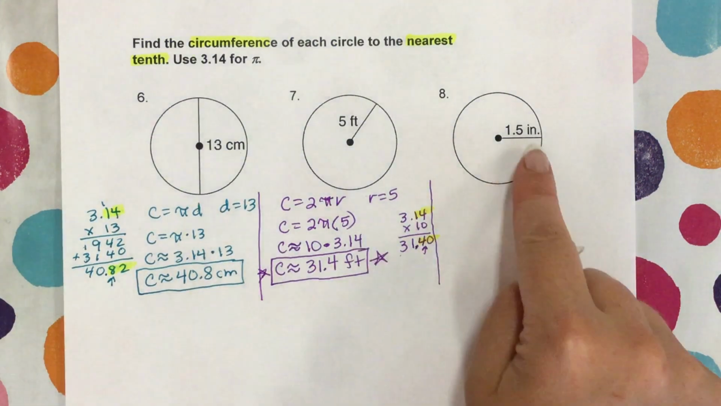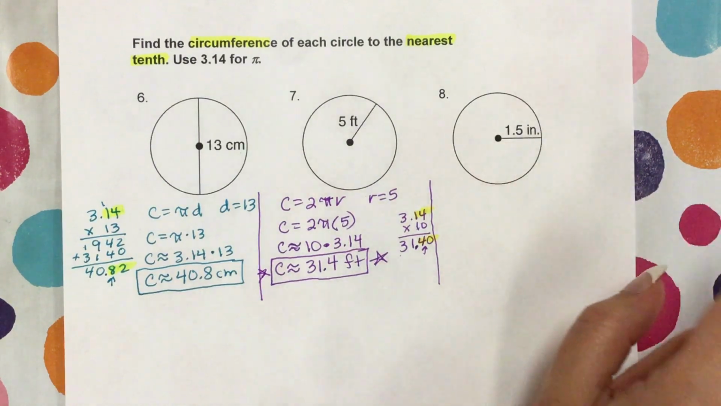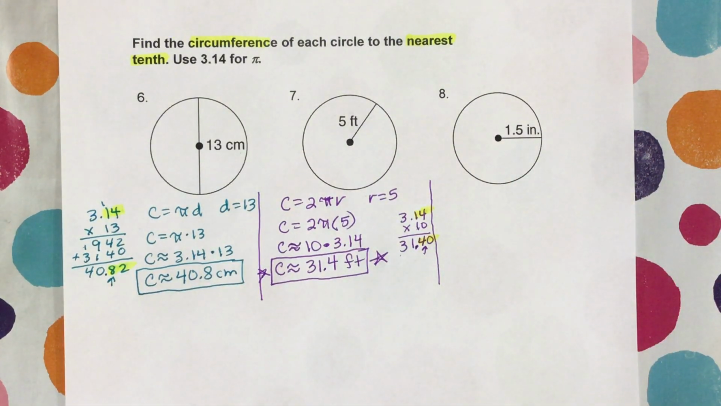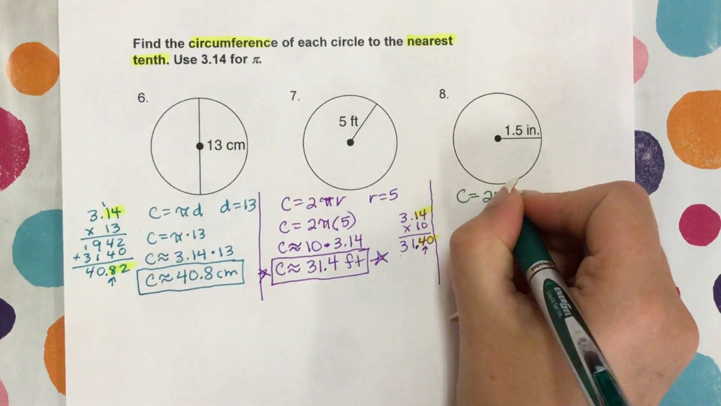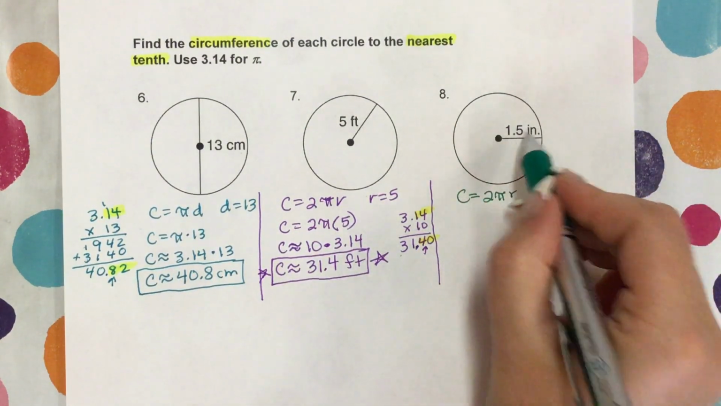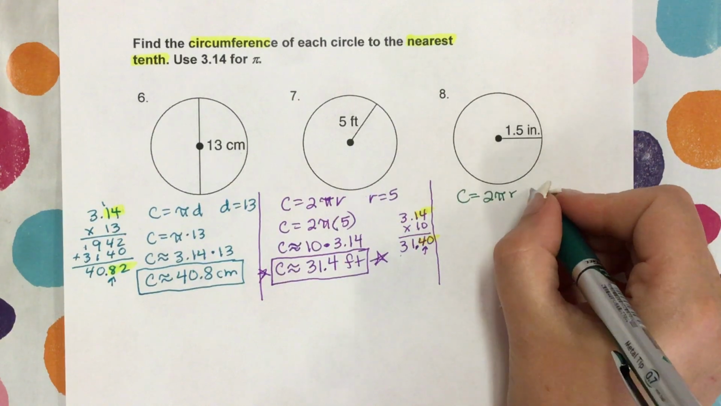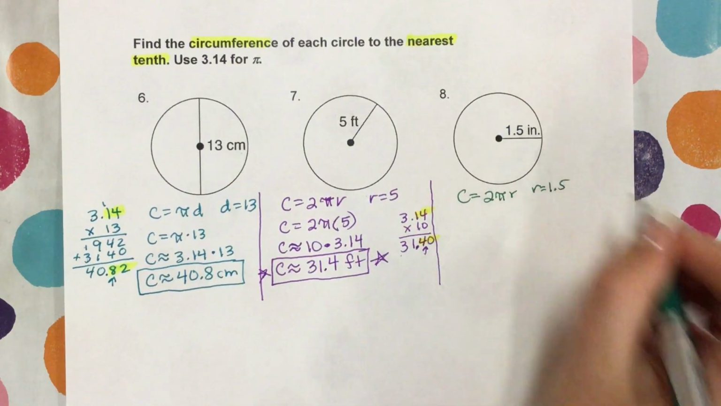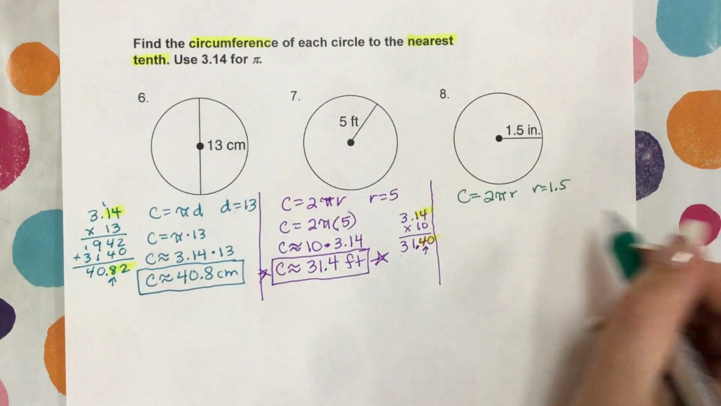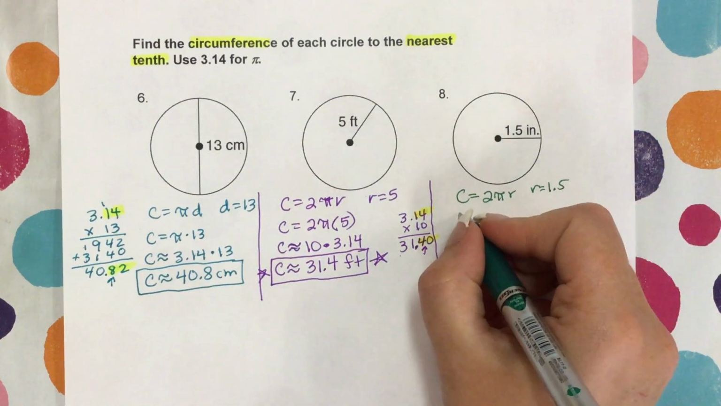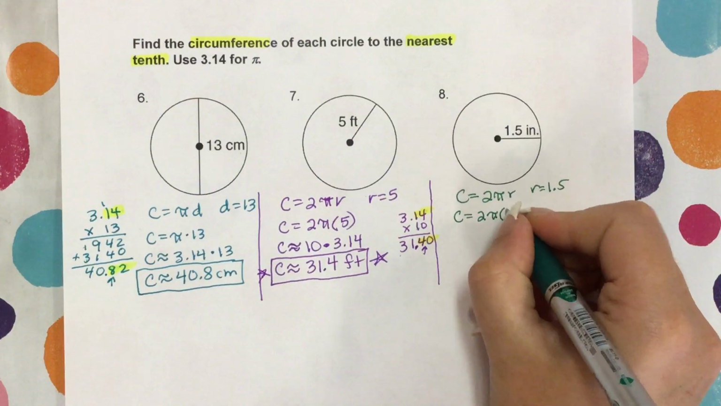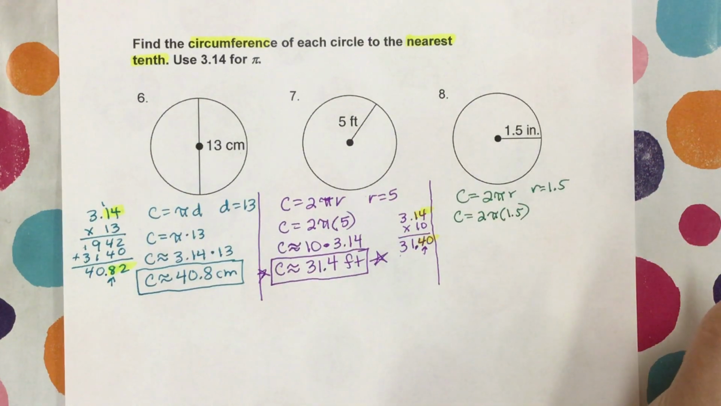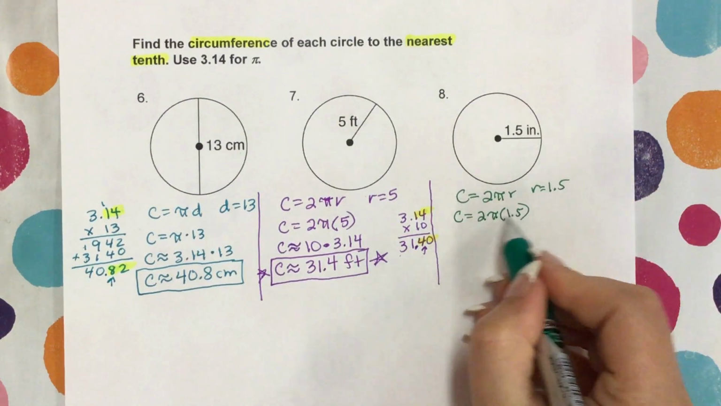Problem 8, we have a radius. So we're going to go ahead and use our formula, circumference equals 2 pi r. And now the radius is equal to 1.5. So r equals 1.5. Perfect. We're going to go ahead and substitute that in for r. We end up with C equals 2 pi and then times 1.5. Okay. I'm going to go ahead and multiply these.